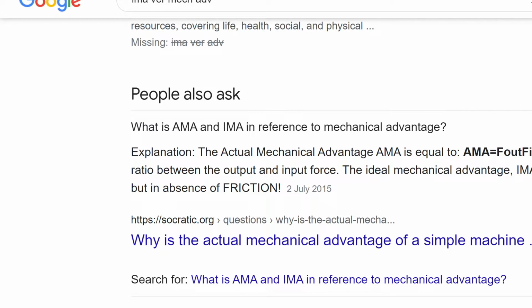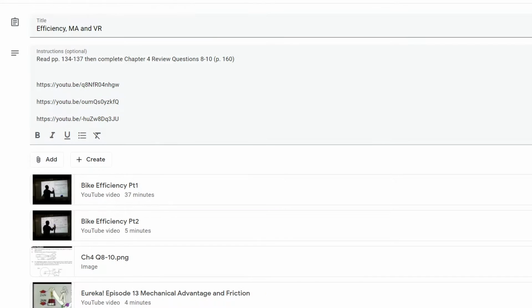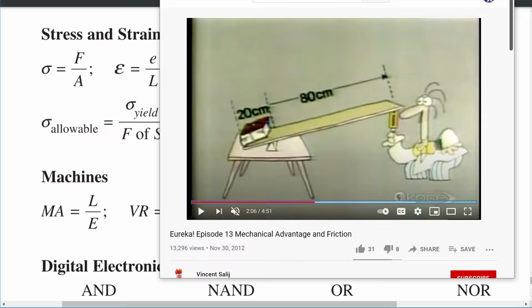We don't use the terms IMA and AMA. Instead, we use mechanical advantage and velocity ratio. So I like to think of the velocity ratio as an unachievable ideal, right? It can't be achieved in real life. Instead, we can only have something that approaches that value, right? So the velocity ratio is a virtual thing, right?